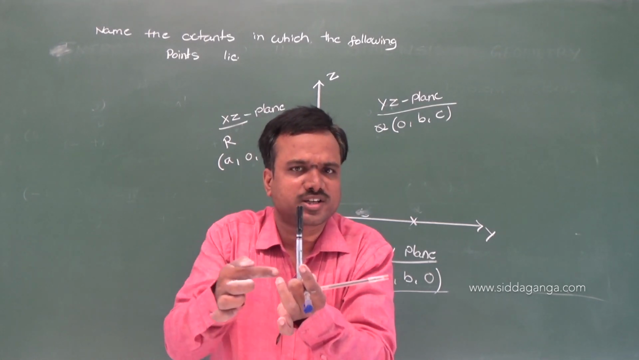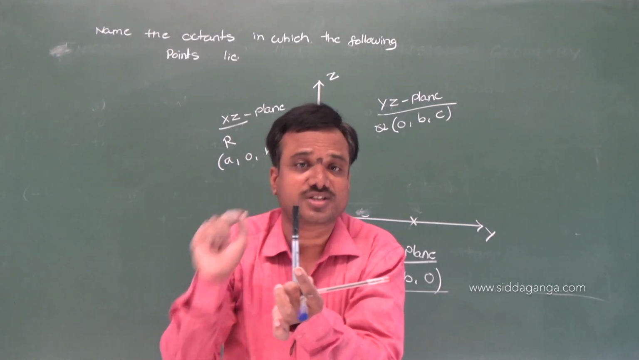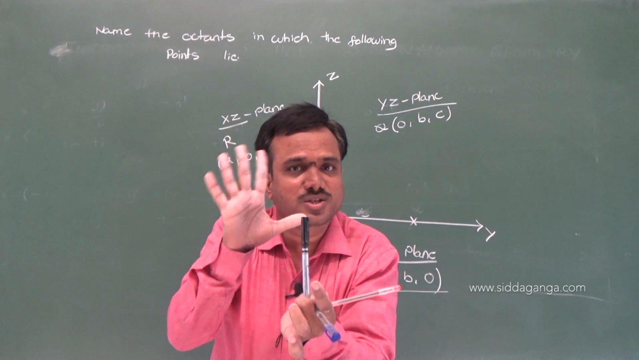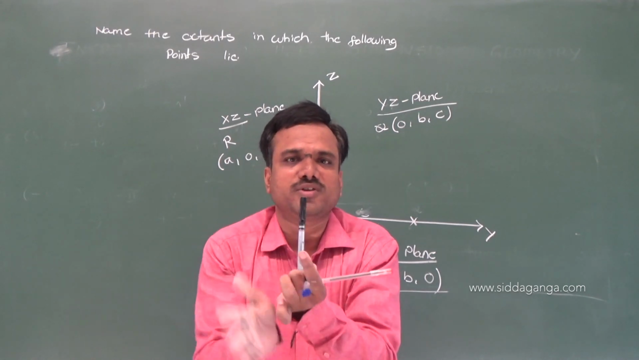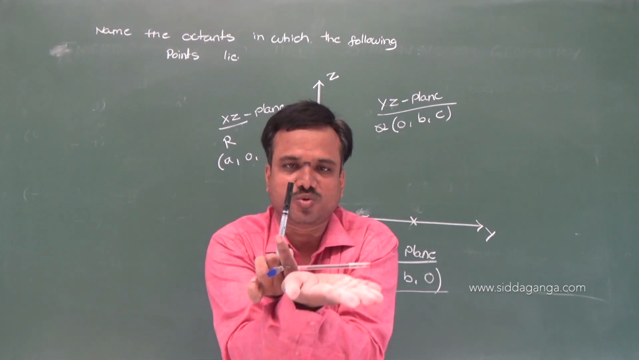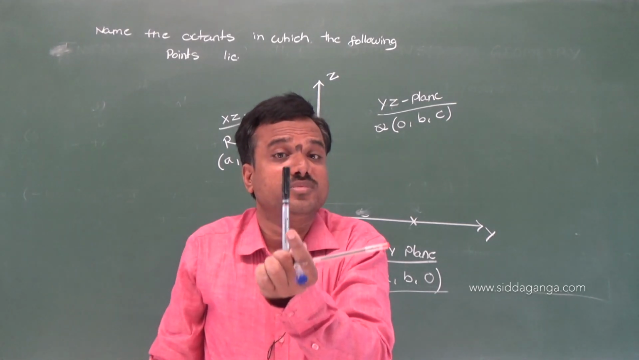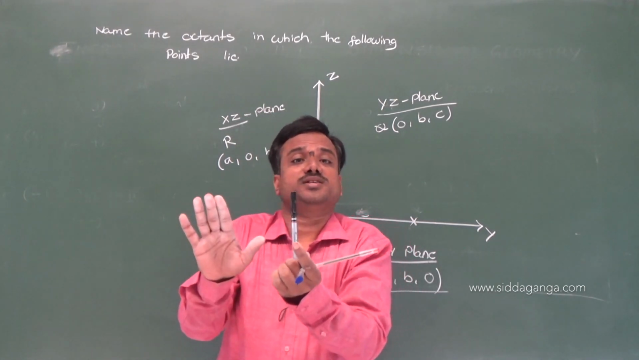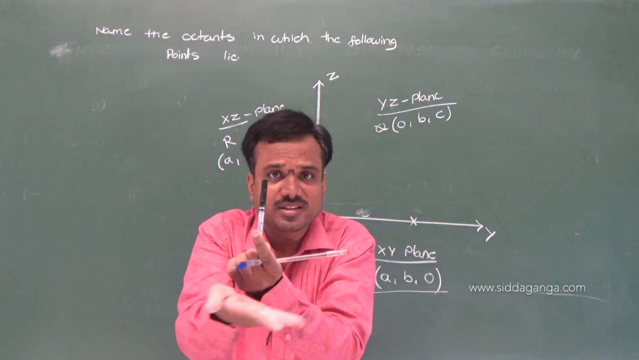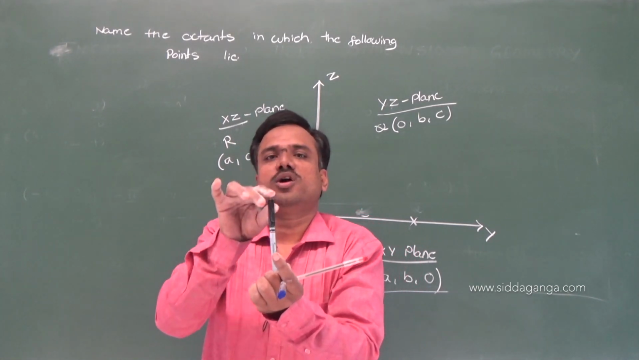XOX dash is nothing but the x axis, YOY dash is the y axis, ZOZ dash is the z axis. These coordinate axes divide the space, 3D means space, into three parts. Each part we call a coordinate plane. So the XY plane, YZ plane and XZ plane are mutually perpendicular to each other. These are called coordinate planes in space. These three planes are mutually perpendicular to each other, so they are called coordinate planes.